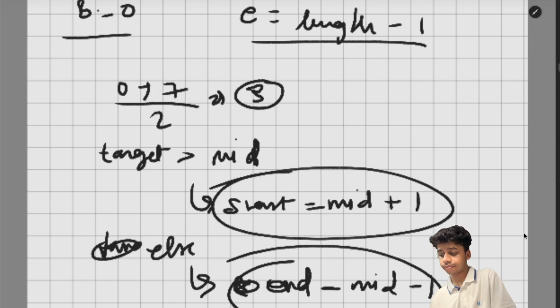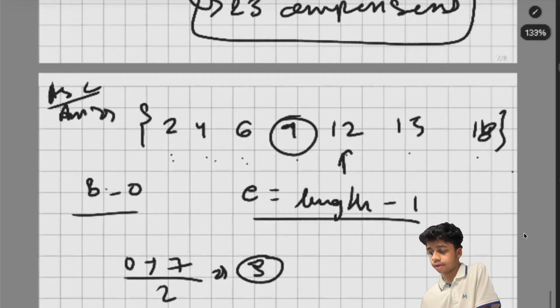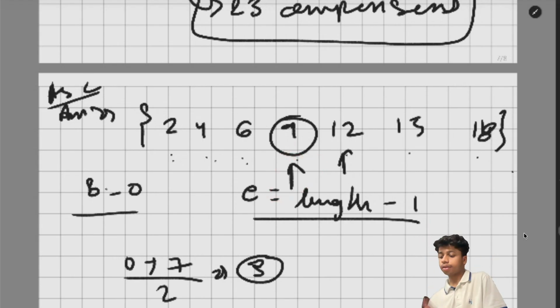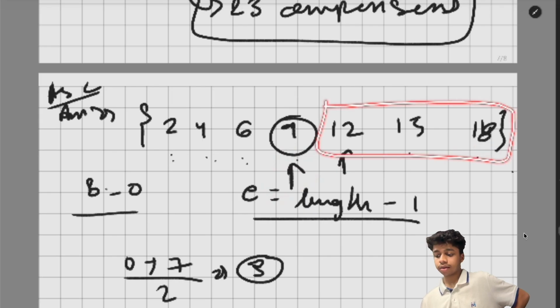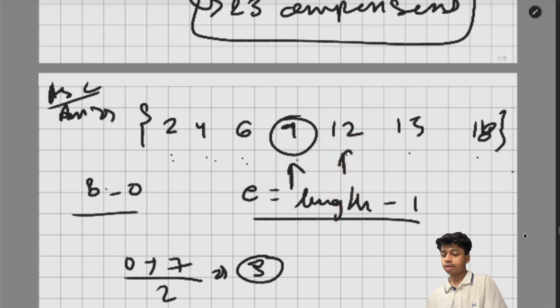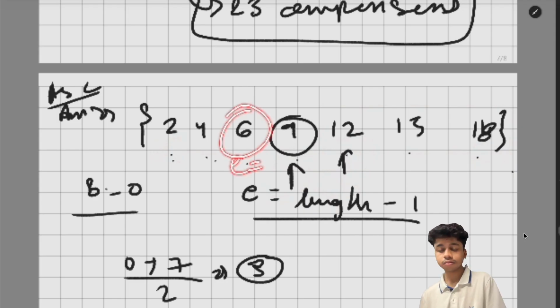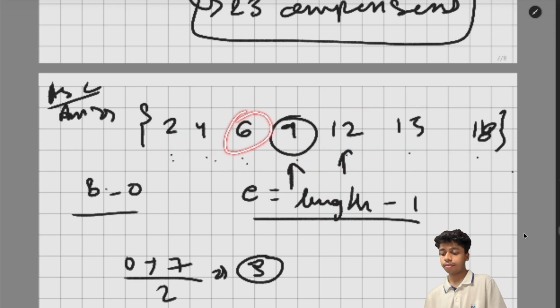Why are we doing this? Let me tell you why. We get the middle element. If the middle element is smaller, then we go to the right side because the targeted element will be bigger, and our searching part will become this. So we have to shift our start index to this, so we are doing mid plus 1. Whereas if we are going to the left, suppose our targeted element is 4, then our end index will be this element, because our searching part becomes this. That's why we are doing this.